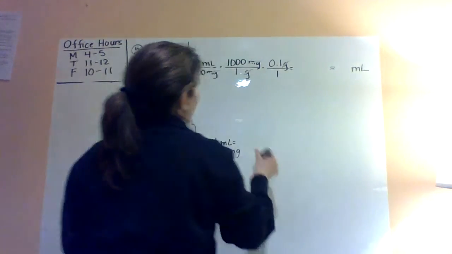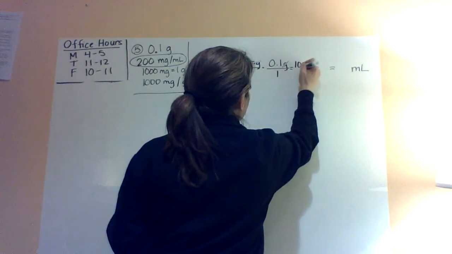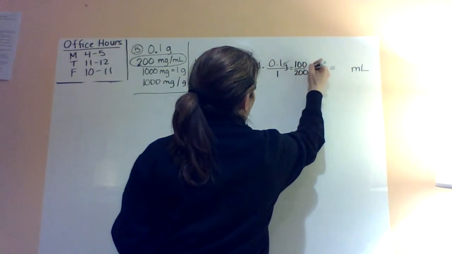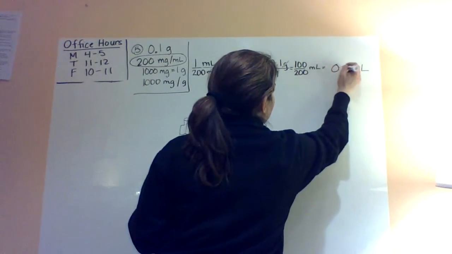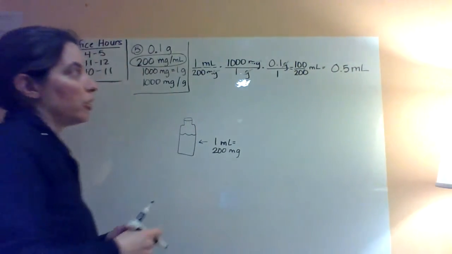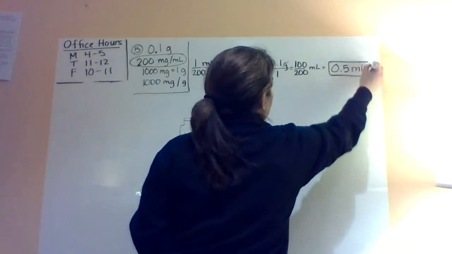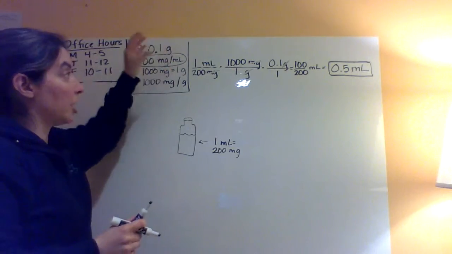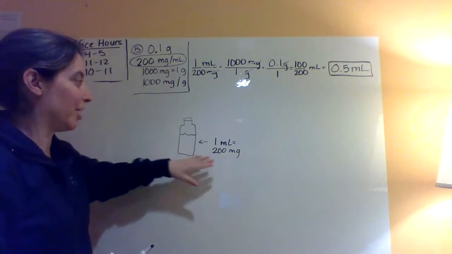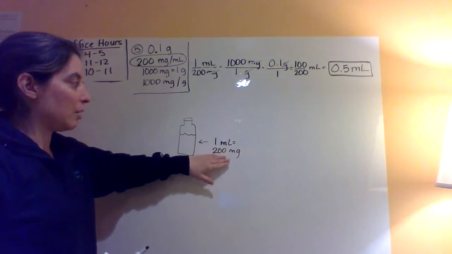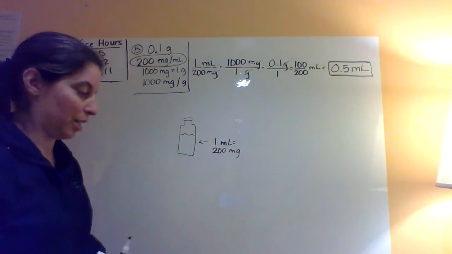If I multiply this, 1,000 times 1/10, a tenth of 1,000 is going to be 100. And on the bottom, I have 200. So 100 200ths of a milliliter. Or if I reduce that, it's a half, or I can write it as 0.5. You need half a milliliter. Which makes sense, okay? Because a tenth of a gram is going to be 100 milligrams. I want 100 milligrams, which is half of that milliliter, right? A milliliter is 200 in this case.